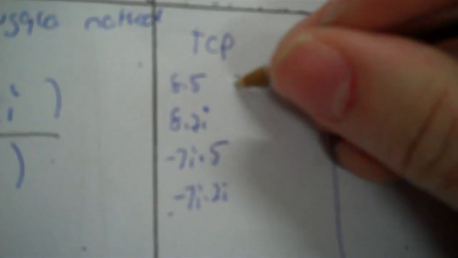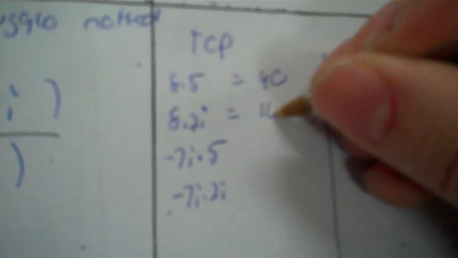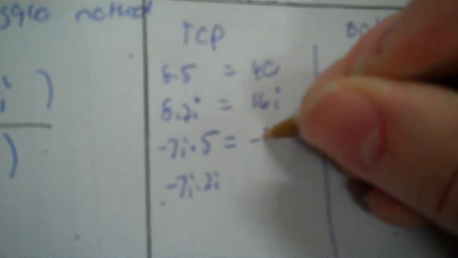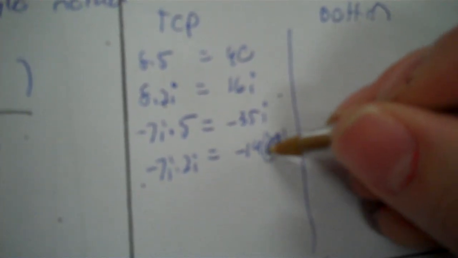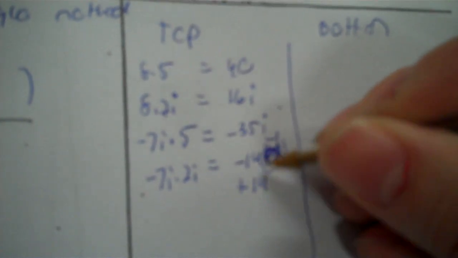That's 40. That's 16i. It's negative 35i, and that's negative 14i to the second. Okay, remember i to the second is replaced with negative 1. Negative 14 times negative 1 is positive 14. So 40 and 14 combine into 54. 16 plus negative 35 make negative 19i. You can put plus negative or minus 19i. It doesn't matter which.